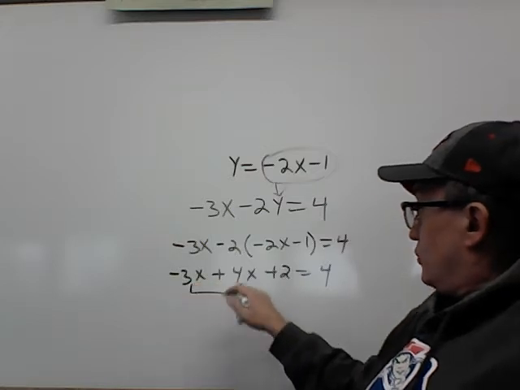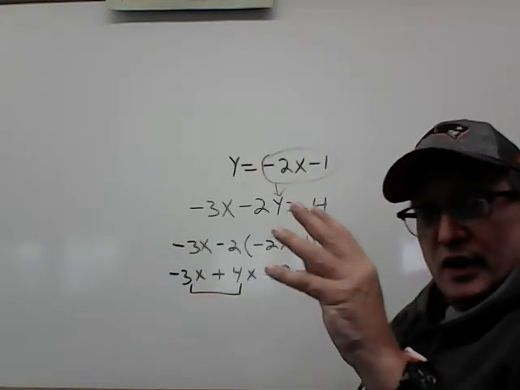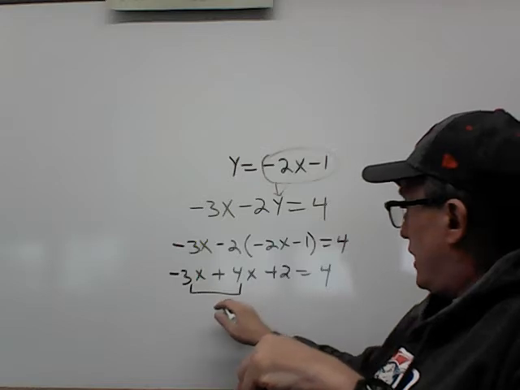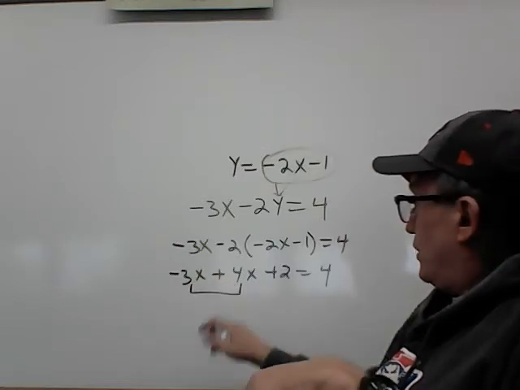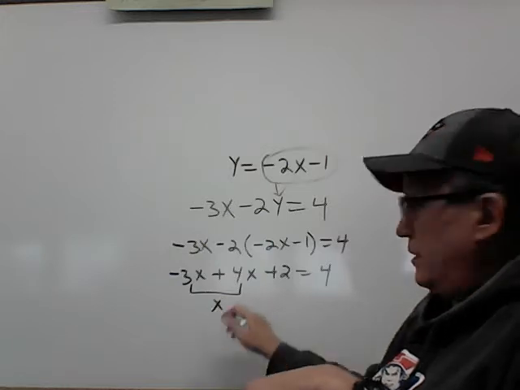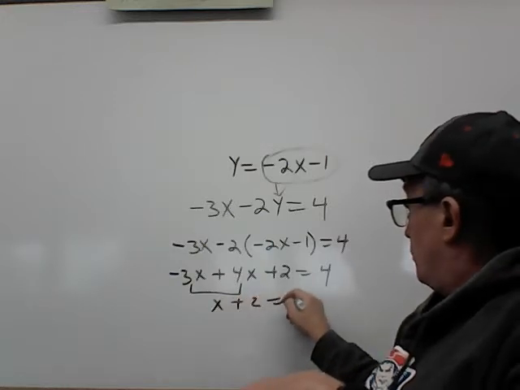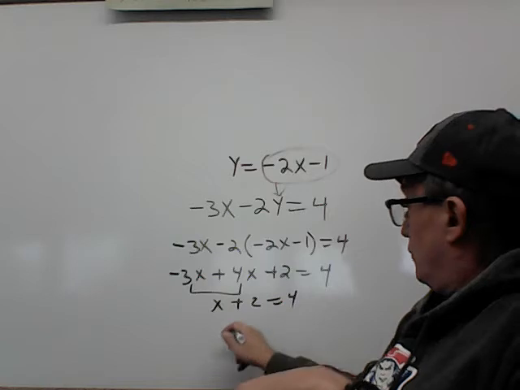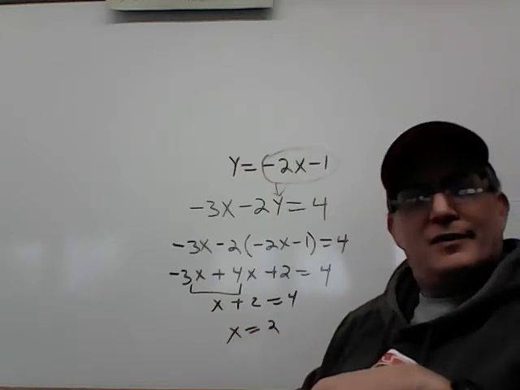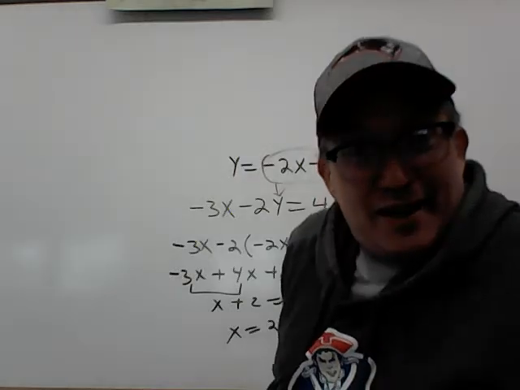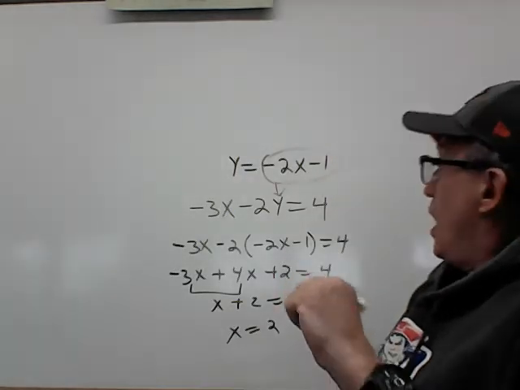Now we combine these two terms, which are both on the left side, so we simplify that left side. Ooh, this turns out to be a nice, easy one, because look at that. Negative 3x plus 4x is x, plus 2 equals 4. Subtracting 2 from each side, we get x equals 2 again. Isn't that interesting? Last time we got x equals 2 as well.